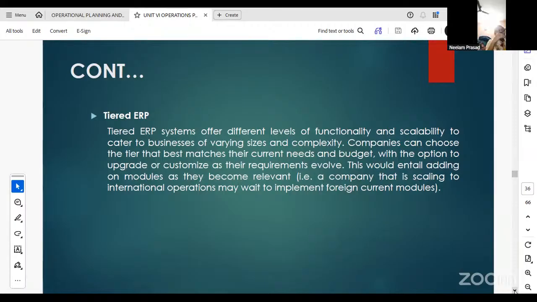So here you can have different tiers, whatever you require, or maybe in future you require something else, you can scale up, so that whatever your future requirement is also taken care of. As I told you, we can have modular, and the modular can also be tiered.